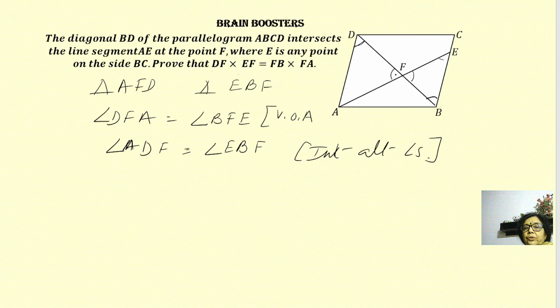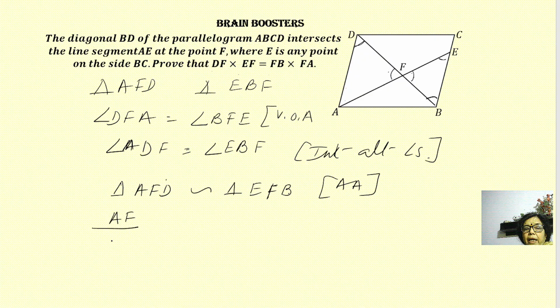So now in these two triangles, AFD is similar to triangle EFB. Because we have angle A equal to angle E, angle F, vertically opposite angles here, angle D is equal to angle B. So now we get the two triangles being similar by AA criteria. So now if I write down the proportionality relation, I'll get AF by EF is equal to DF by BF is equal to AD by EB.